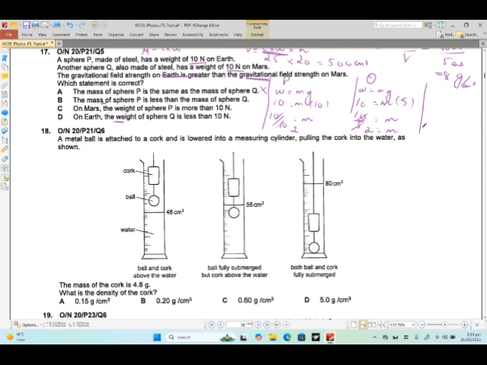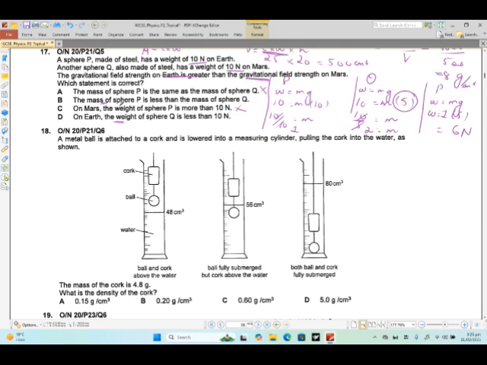You can always find it over here. We have taken the value of G as 5. Okay? If we solve it for P, W is equal to mg. W is equal to mass is 1 and 6. So we can see that the weight of P is not more than 10 on Mars. So this is also not correct.